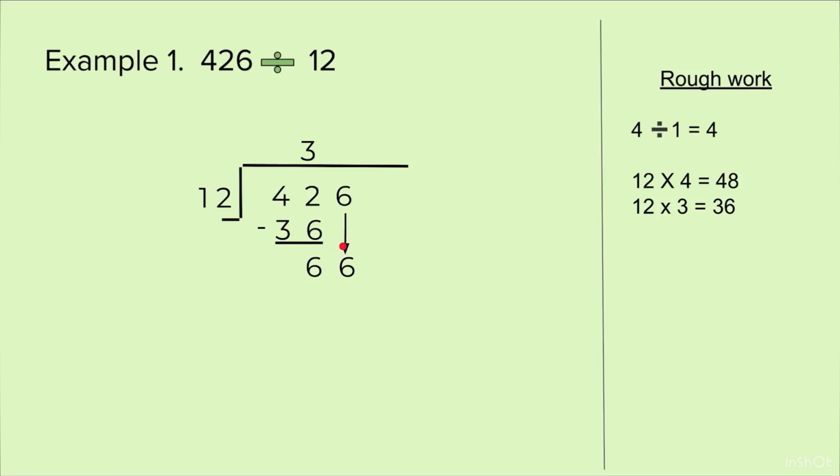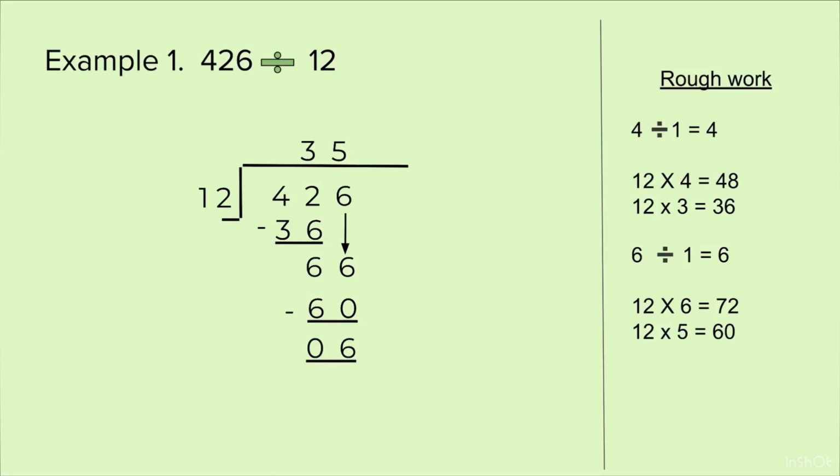Now we will hide this 6 and hide this 2. Then we'll check how many times 1 will go in 6. It will go 6 times. So we will multiply by 6. We get 72. 72 is more. We multiply by 5. We get 60. So we will write 5 on top, 60 at the bottom, subtract, and we get the remainder as 6. So quotient 35, remainder 6.